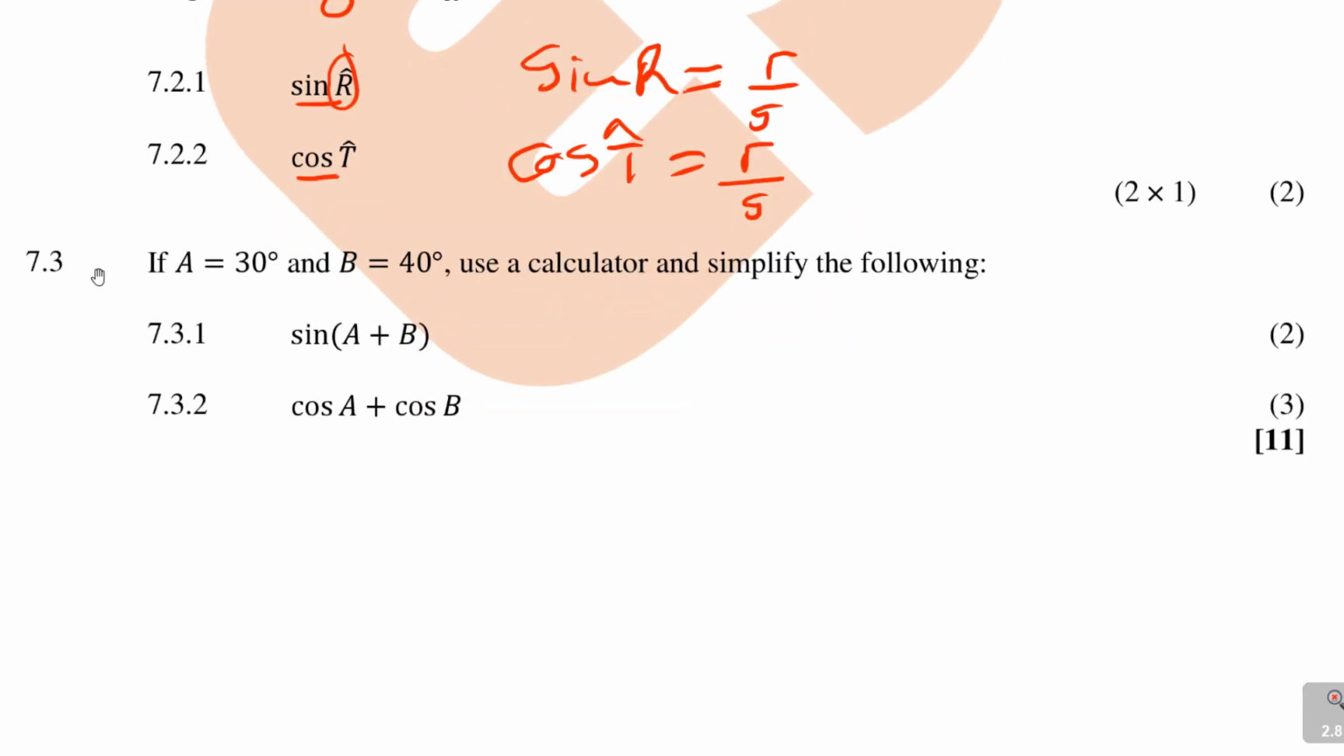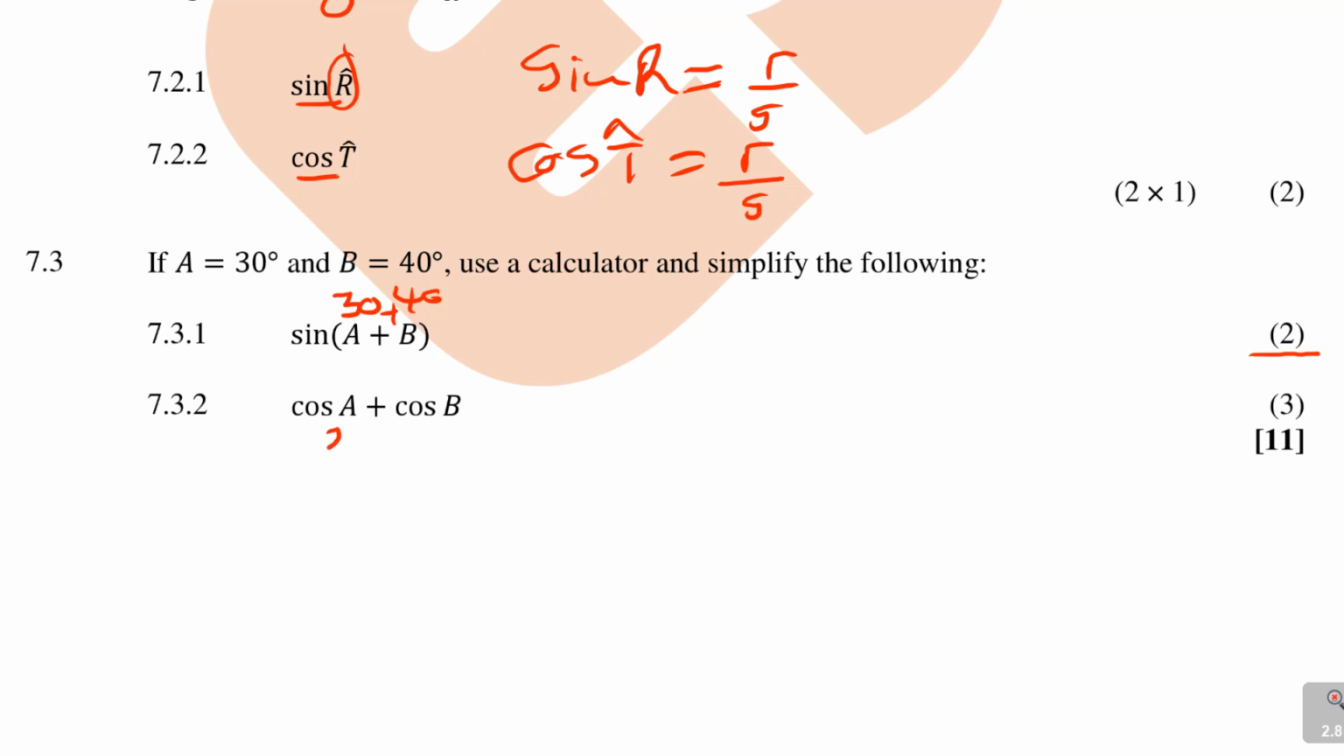Yes. So now, last one: if A is equal to that, and B is equal to that, use a calculator and simplify the following. Come on, man. This was much simpler. I don't know why they gave even these 2 marks. Can you believe this? So for A you put 30, and for B put 40, and you put a plus. I mean, it's 2 marks. These guys are not serious.